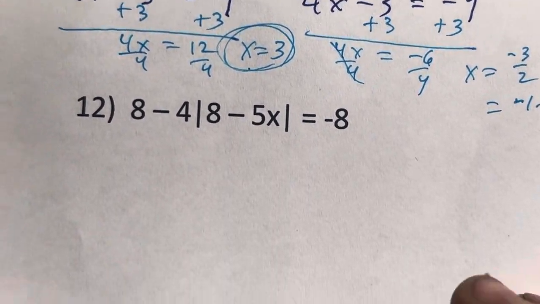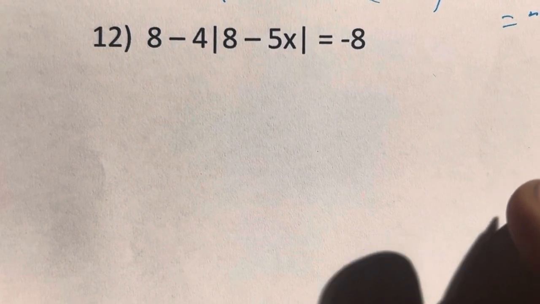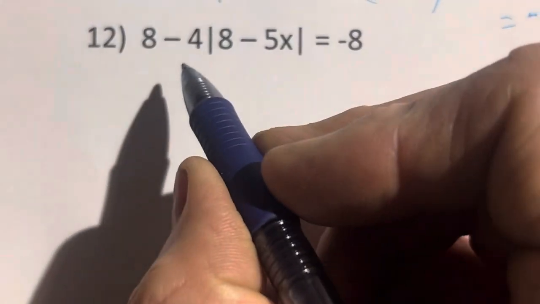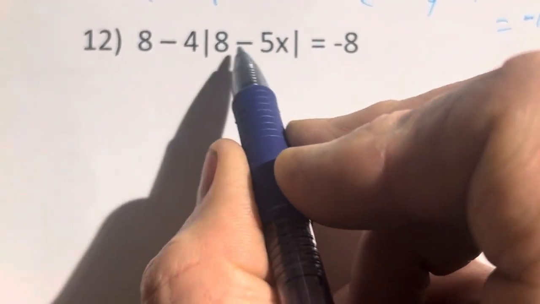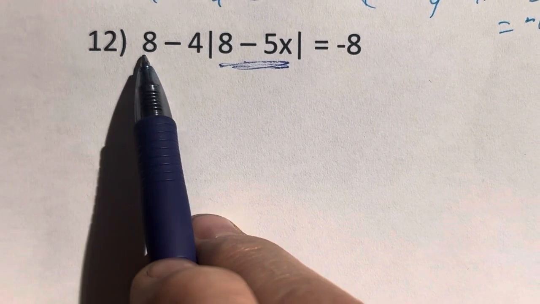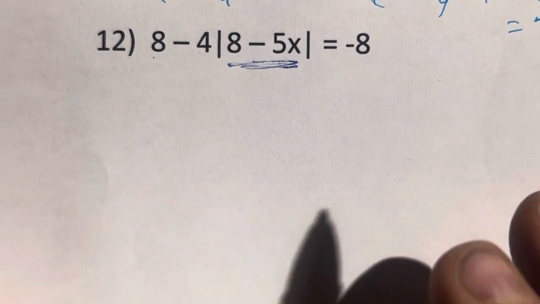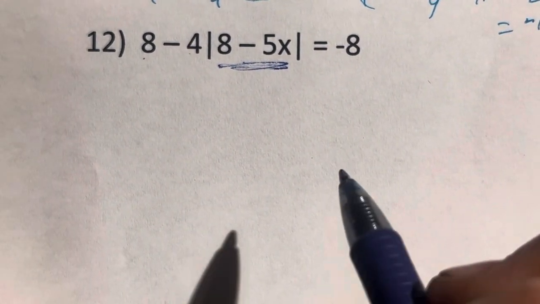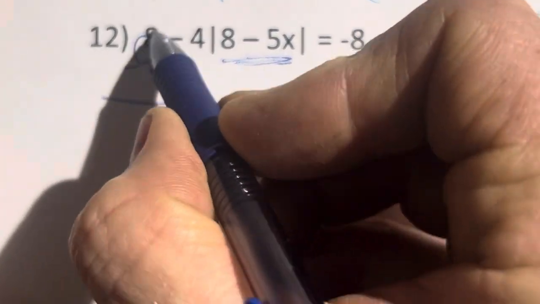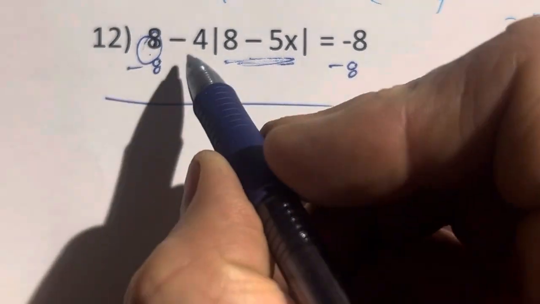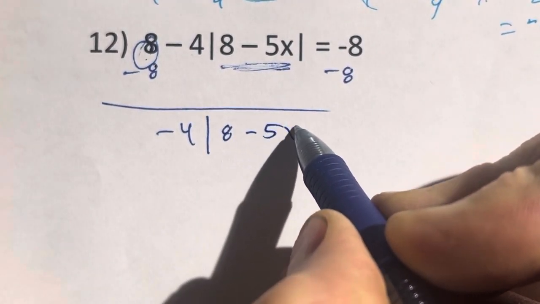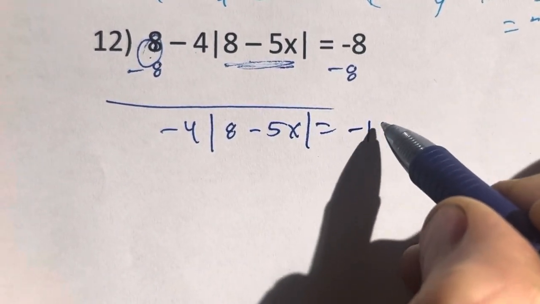Okay. Now, what about number 12? It's a similar type thing as what we just did. See, I've got my absolute value here, and I've got to get this absolute value isolated all by himself, which means this 8 and this 4, both of those have to go. Well, the first thing I do is get rid of the 8. I'm going to minus 8 on both sides, and that 8 minus 8 goes away. Now, this stuff drops down. And over here, that's a negative 16.